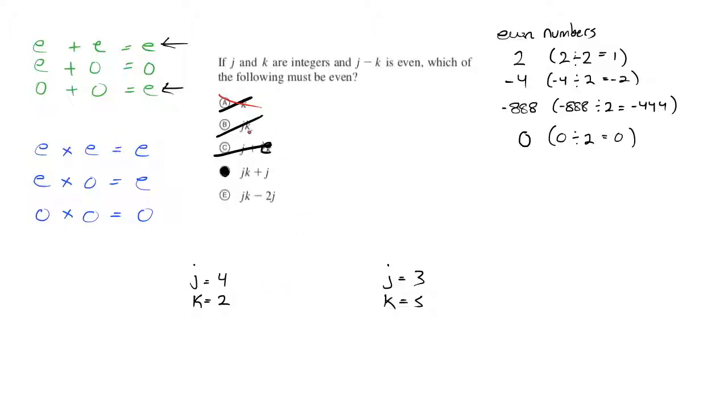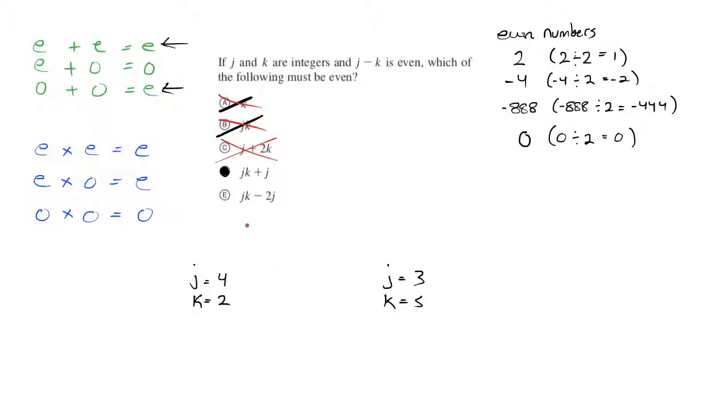If you go with j times k, in situation 1 it's even, but in situation 2 it's an odd times odd. It's 15. If you go with j plus 2k under situation 1, you have 4 plus 2 times 2, which is even. But if you go with situation 2 over here, you have 3 plus 2 times 5. You have 3 plus 10. That's 13, which is not even.